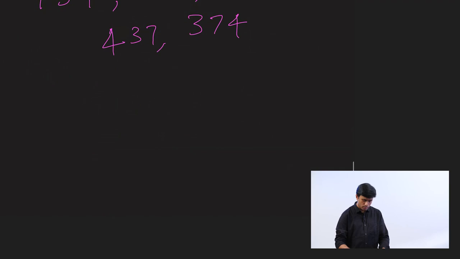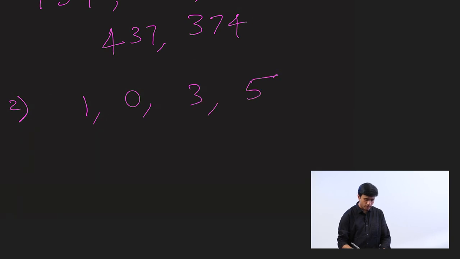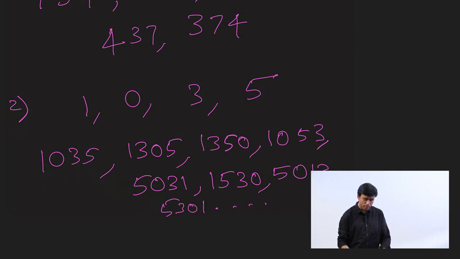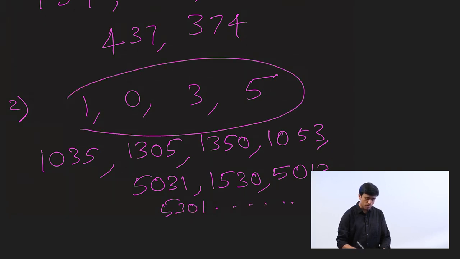What about this? Try this. If there are 4 digits given, 1, 0, 3, 5. How many 4-digit numbers can you form with these? 1035, 1305, 1350, 1053, 5031, 1530, 5013, 5301. You see, you can do a lot of combinations with these 4 digits.